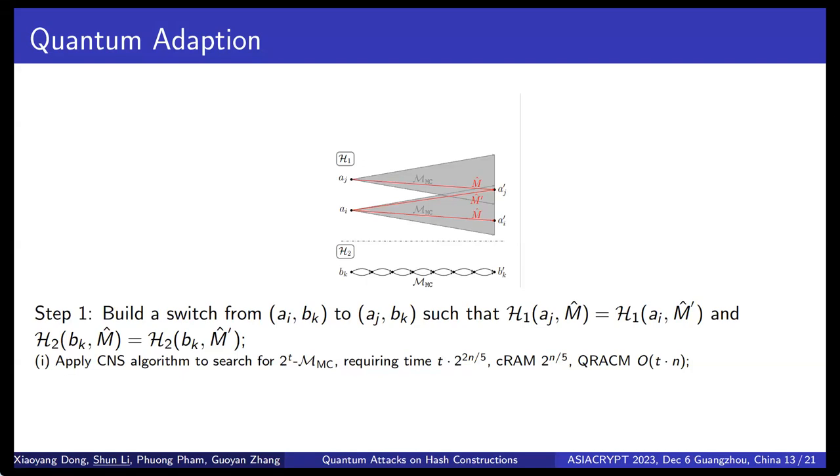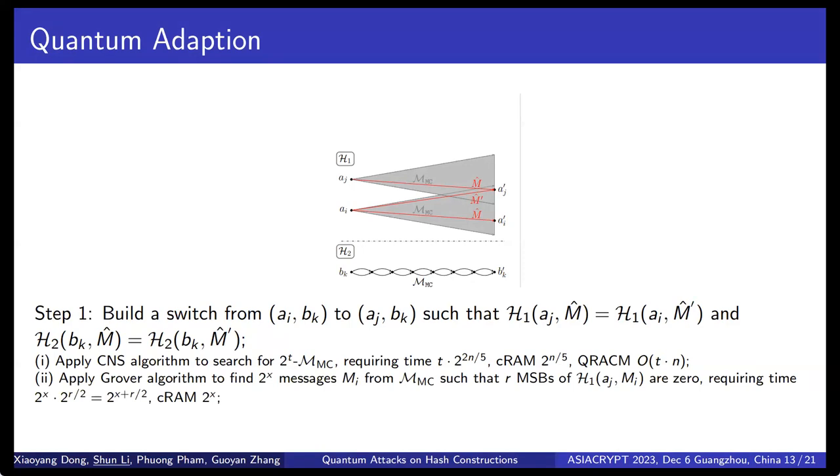For the quantum adaptation, in step one, we build a switch from AIBK to AJBK, such that H1 AJM hat equals H1 AIM hat prime, and H2 BKM hat equals H2 BKM hat prime. To do this, firstly, we apply the same algorithm to search for multi-collision regions. It requires time 2^(2n over 5) with classical memory 2^(n over 5) and quantum random access classical memory times n.